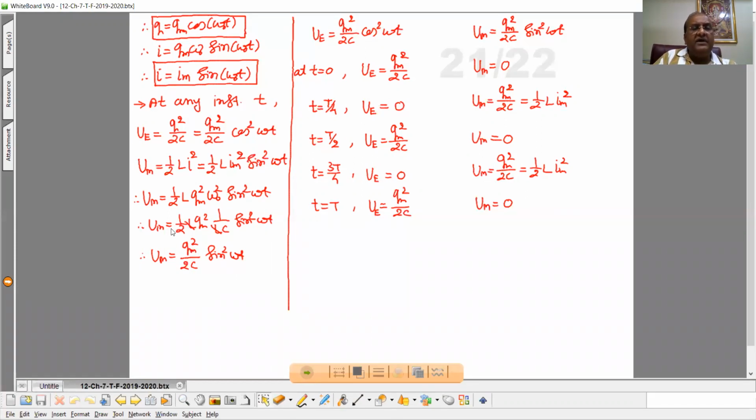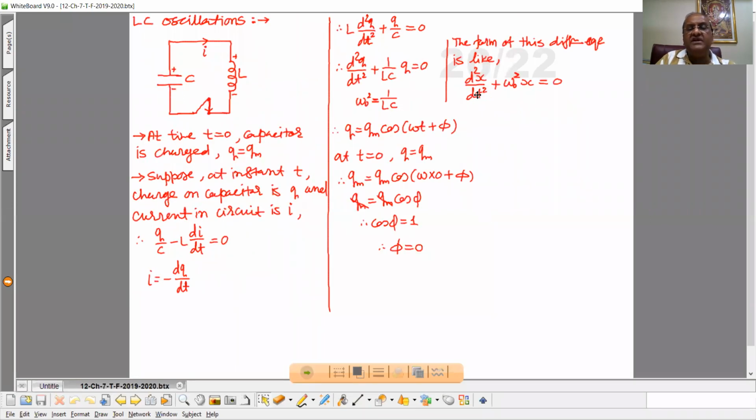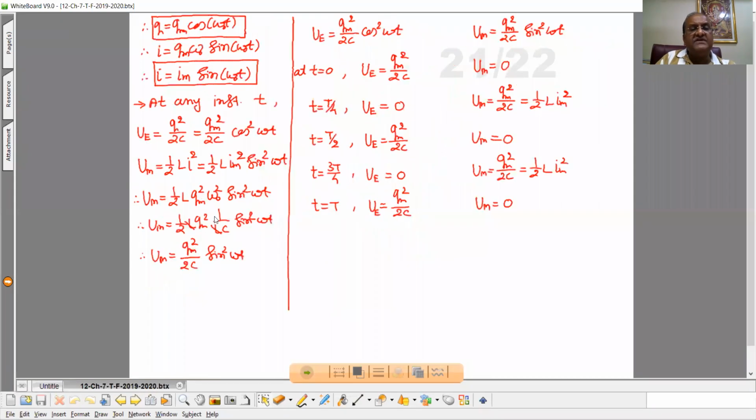Now here you can write half L i m square. That is q m omega 0, so q m square omega 0 square sine square omega t. Now omega 0 square, that is 1 upon LC, that we discussed on the previous page. See here, by comparing these two differential equations, we mentioned omega 0 square is 1 upon LC. So if we substitute 1 upon LC, then L will be cancelled.